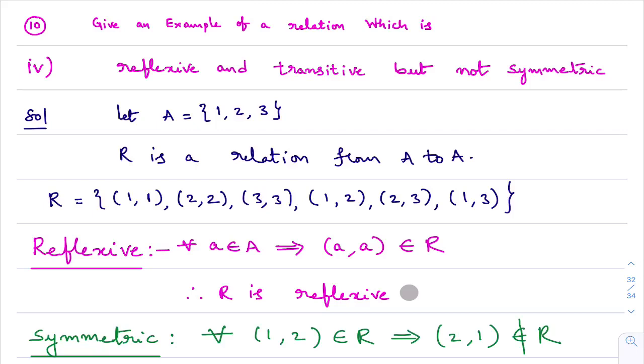Now, the symmetric property. See, as per the question, I need an example which is not symmetric. Okay, you see here in this relation (1, 2) is there, but (2, 1) is not in this relation. So because of this, I can say it is not symmetric.